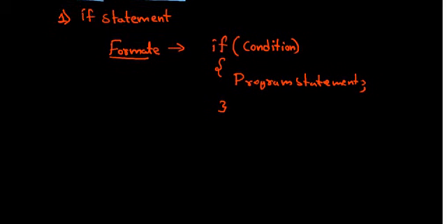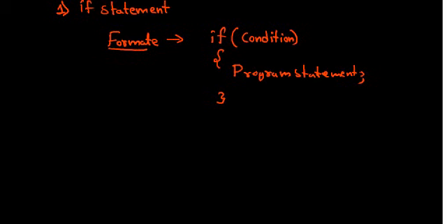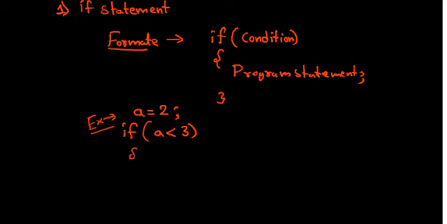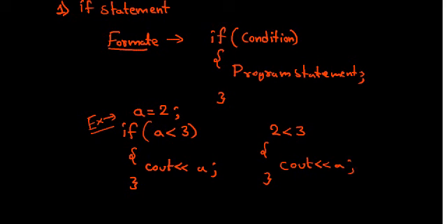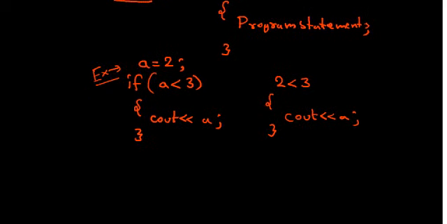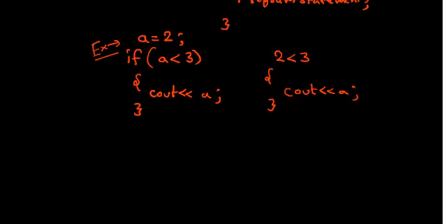So let's take an example. If condition, let's take a is less than 3. Here we are initializing a equal to 2, then a is less than 3. So what will happen? cout a. So the a is 2 now, and here 2 is less than 3. Yes, so it will execute the inner statements that are given. Here it is given cout a. So on the screen you can see the value of a printed as 2, because a is holding 2.